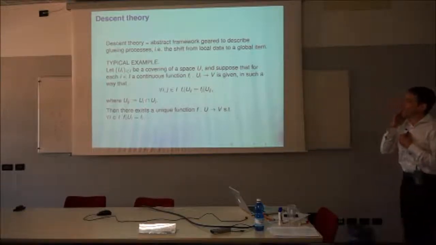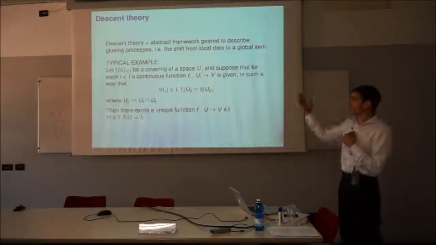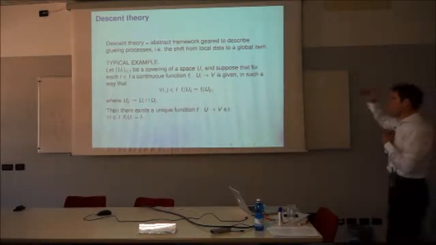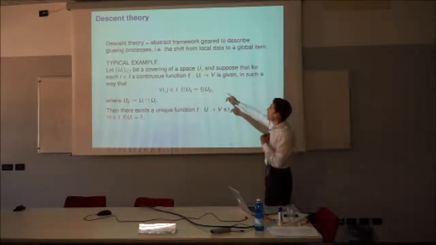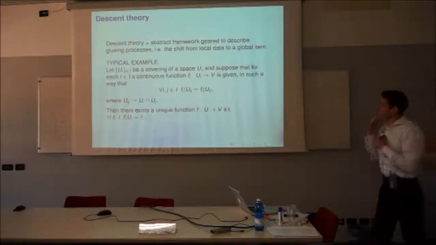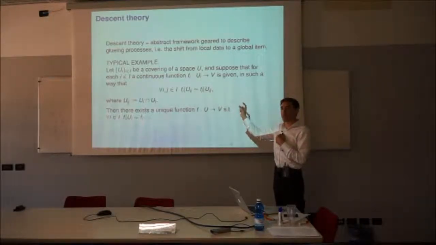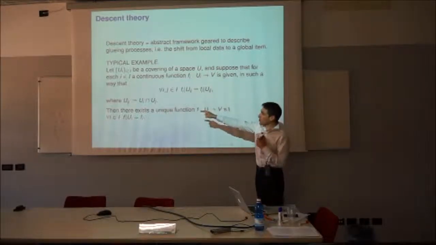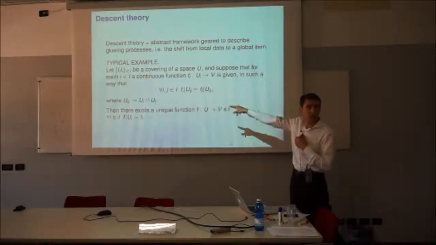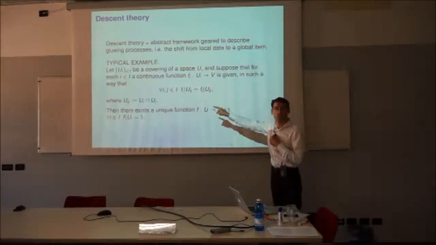So here is a typical example. Imagine you have a space U and a covering of that space by open subsets U sub I, and suppose that you have a continuous function from U sub I to V for each I. And on top of that, suppose that those functions are compatible when they overlap. That means that on the intersection U sub I, how do you say that? Pronounce the symbol? J? I mean, this one.